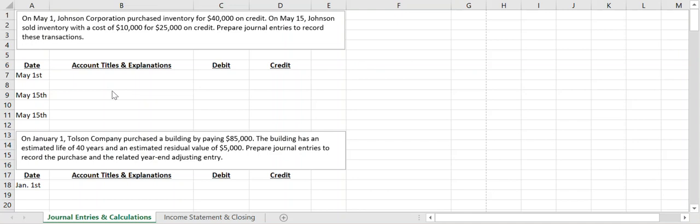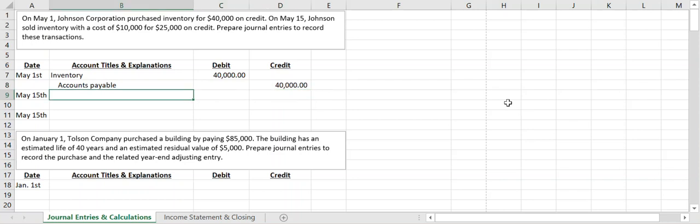On the 15th, they sold inventory with a cost of $10,000 for $25,000 on credit. And they want us to prepare the journal entries for that transaction. When we purchase inventory, it increases the asset by how much we have paid for it. They told us that we paid for it on account, so that would increase our liability of accounts payable.